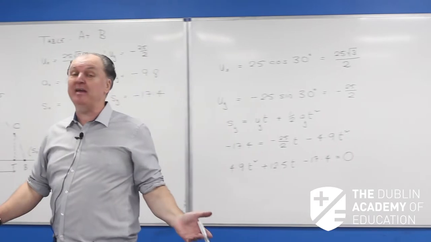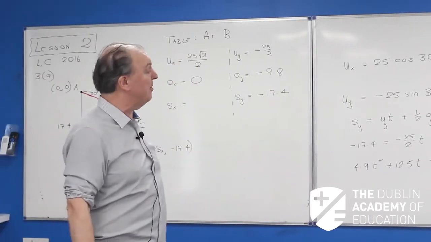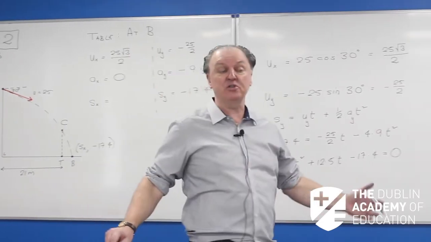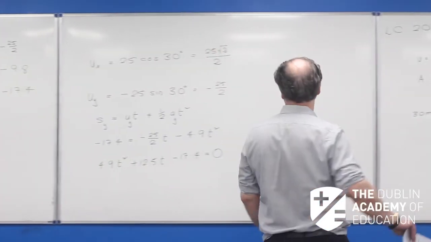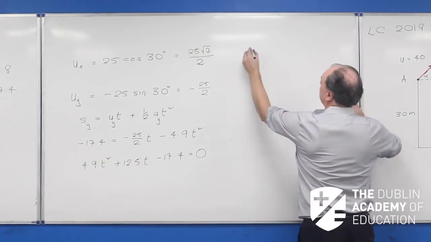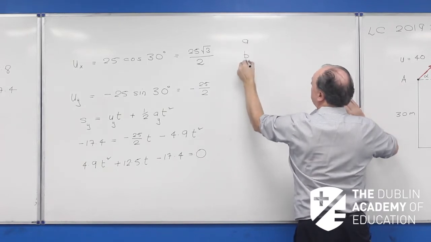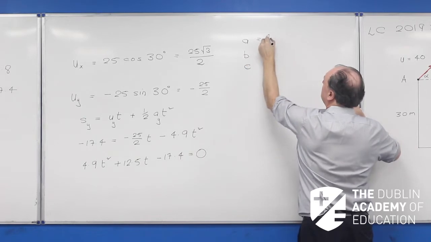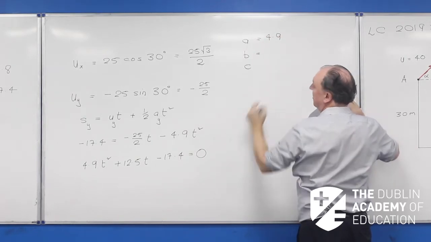Now, that may be factorizable, but I really don't want to find out. The numbers look a bit nasty. So if in doubt, just go straight to your formula. So you know what your formula is. You write down your ABC. Coefficient of t squared is A. Coefficient of t is B.